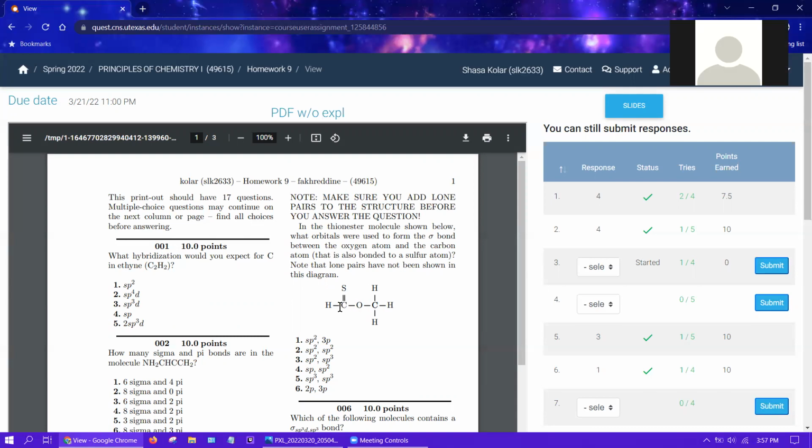Okay, so in this it tells you to make sure that you put the lone pairs on, but that only really applies to oxygen. So as we can see with carbon, it already has 4 bonds, right?